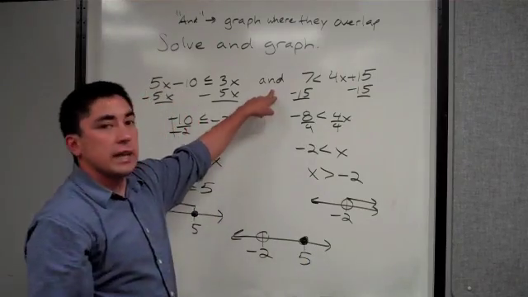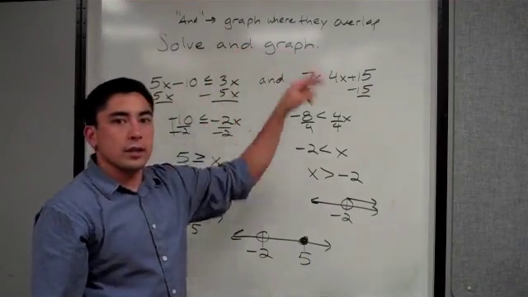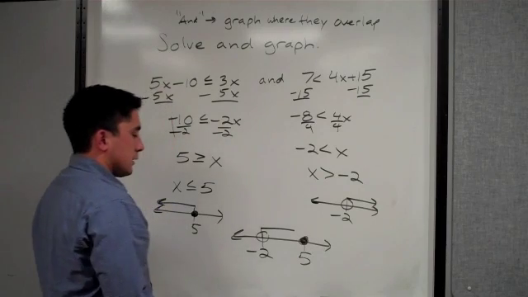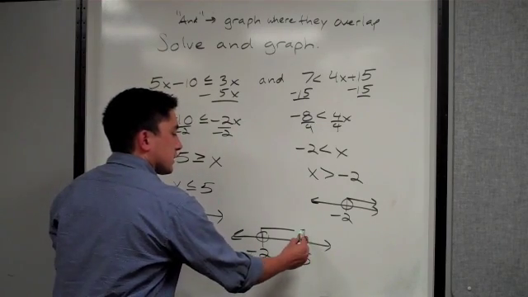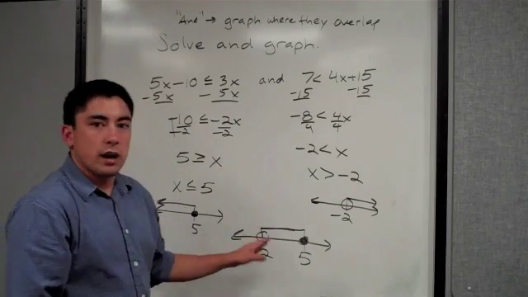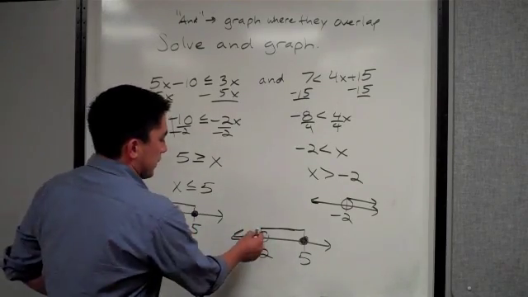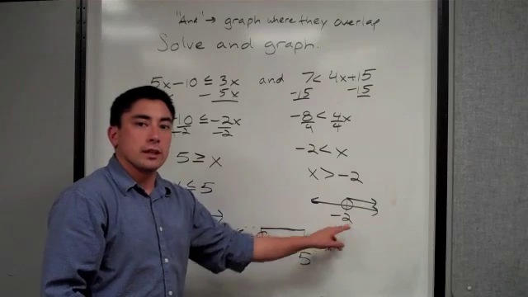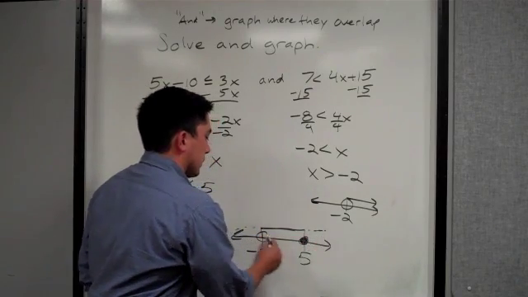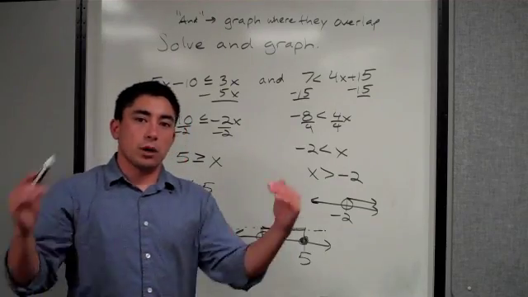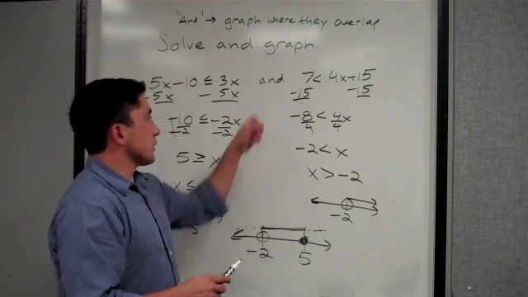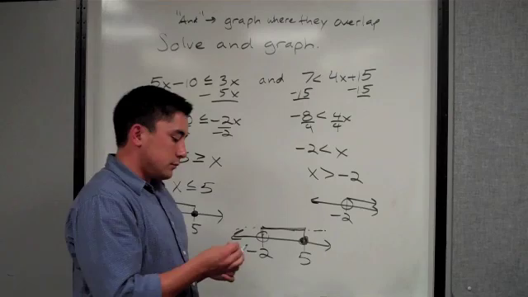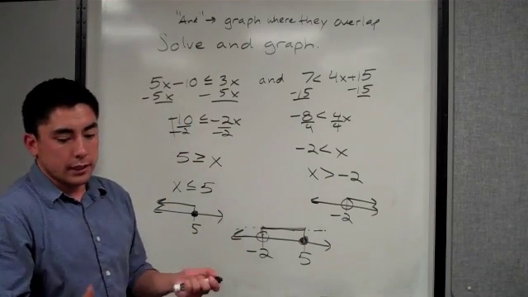And notice, for the and one it says, graph where they overlap. So from negative 2 it's going to the right, but for the 5 it's going to the left. So this is what our graph is going to look like. It can't be further this way, because it doesn't overlap with x being greater than negative 2. Nor can you go this way. So it's just in between those two values is where they overlap. Okay? So again, and inequalities, you only graph where they overlap, which is different from an or inequality.